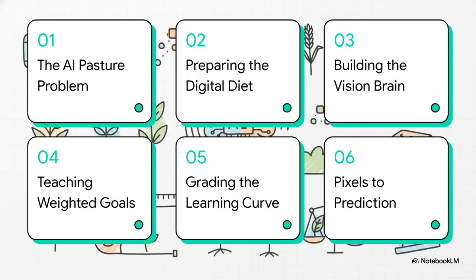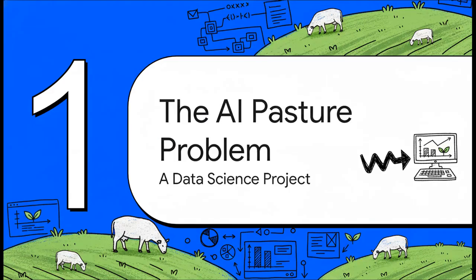Okay, so here's our game plan. We'll start by figuring out the problem. Then we'll get our model the right data to eat. After that, we'll build its brain, teach it what's important, check its homework, and finally, we'll see if it can make a real prediction. First up, the AI pasture problem.